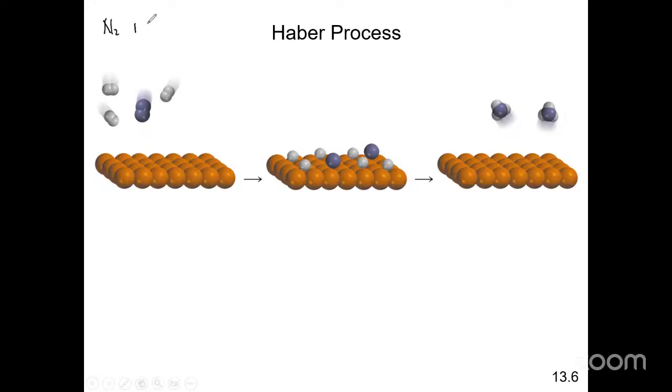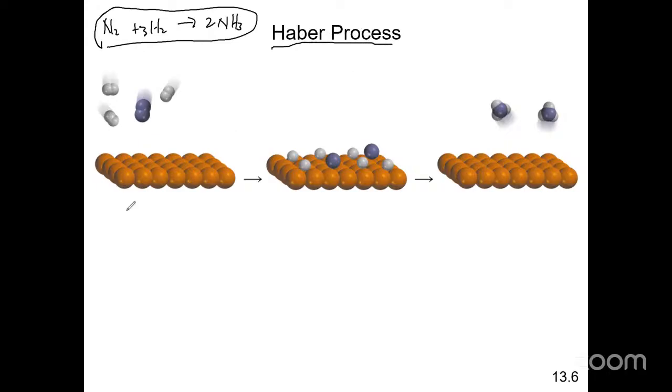N2 plus H2 to give 2 NH3, and to balance this, we're going to need a 3 here, right? So this is the Haber process. Now, if you take nitrogen gas and mix it with hydrogen gas, nothing is going to happen. But if you add a catalyst, then you're going to have the reaction between the nitrogen and hydrogen to form ammonia. And this guy here, Haber, he did a lot of work in terms of using different catalysts in order to carry out this reaction.